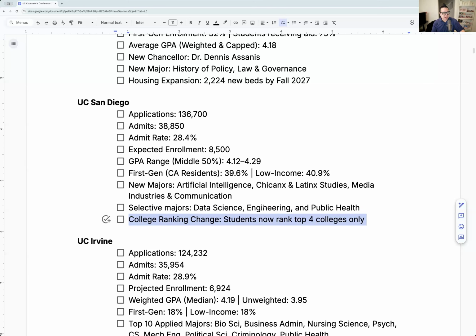That's kind of one example of that. In the past, you ranked all 8. Now you only rank 4, which makes sense because none of our students ever make it past level 2, level 3 choice anyways, is the key.